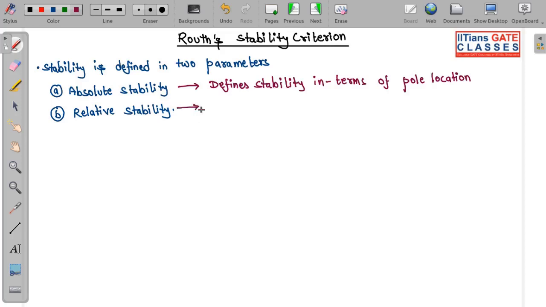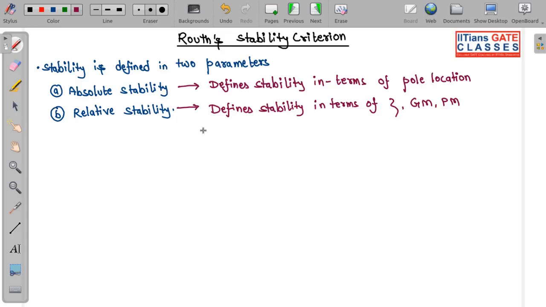And relative stability, it defines your stability in terms of zeta, gain margin and phase margin. So at the moment I am not going to define your zeta, gain margin and phase margin. Okay, so we will see that in your next chapter, what is gain margin and phase margin.